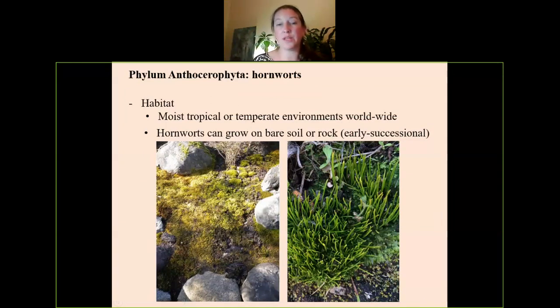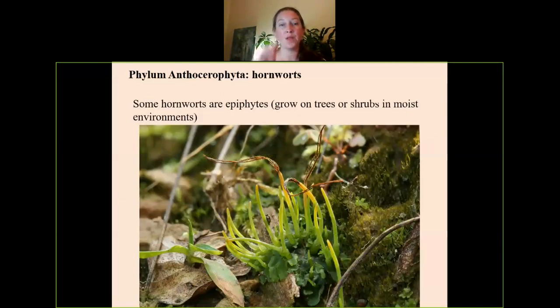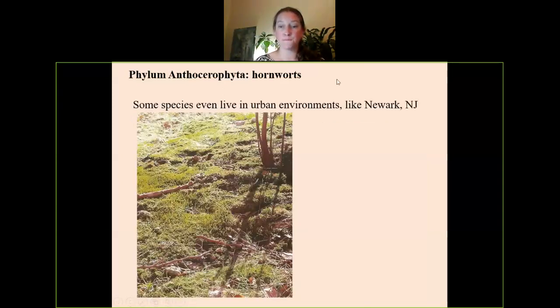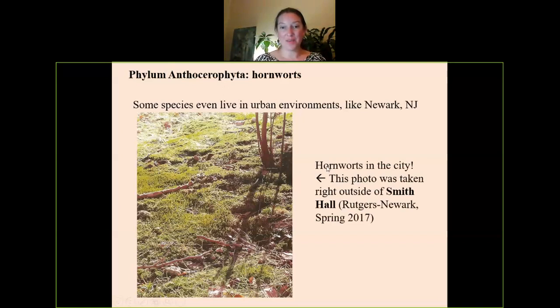Just like mosses and liverworts, they tend to live in moist tropical environments. And just like mosses and liverworts, they can grow on bare soil or bare rock, early successional. Also, like mosses and liverworts, some hornworts can grow as epiphytes, meaning they grow on top of other plants. And just like we saw before, you don't have to go to some far, deep forest or jungle to look at hornworts. I actually saw hornworts on campus, and it was also the first time that I ever saw hornworts in real life and not at a botanical garden or something like that.